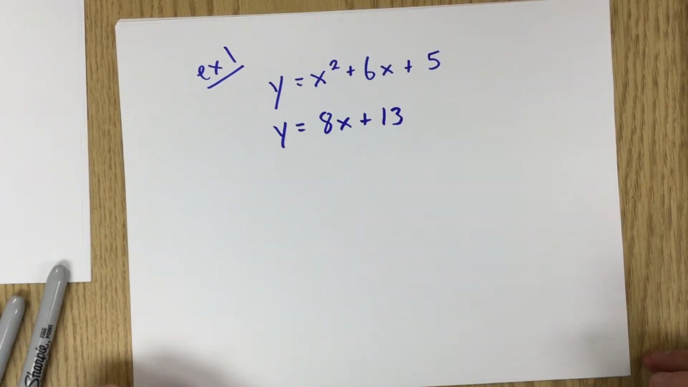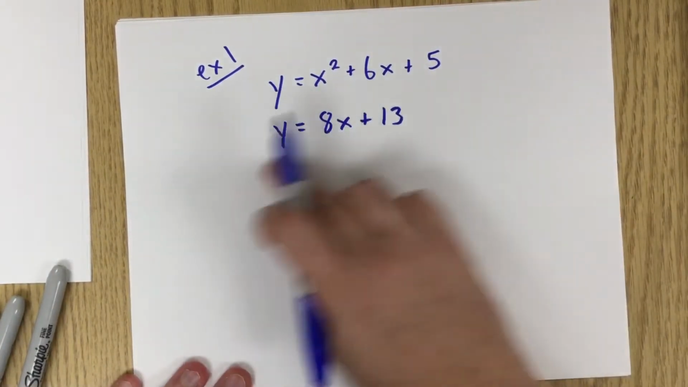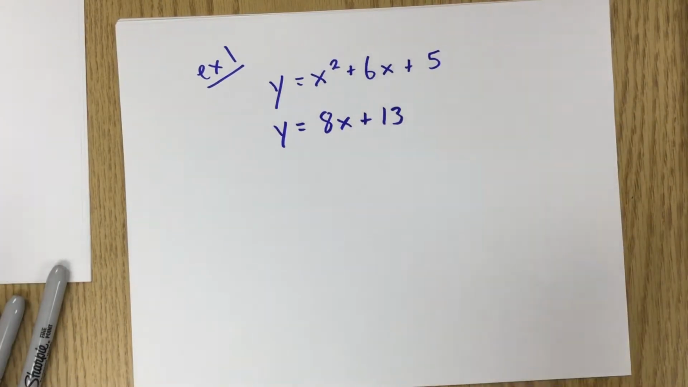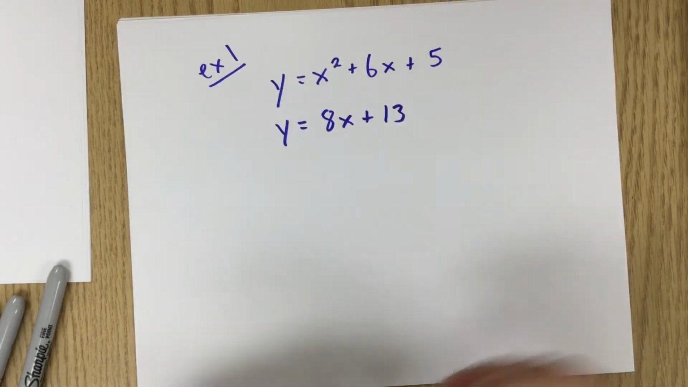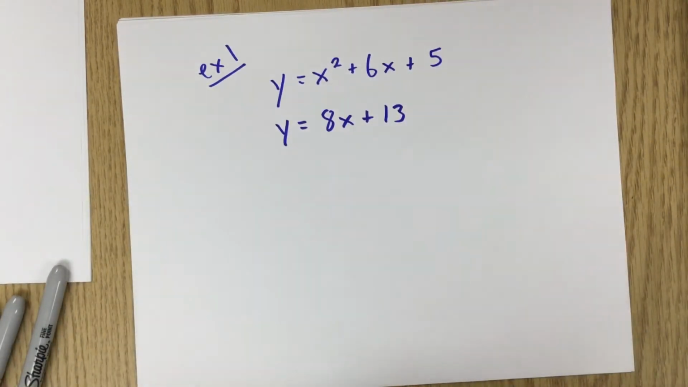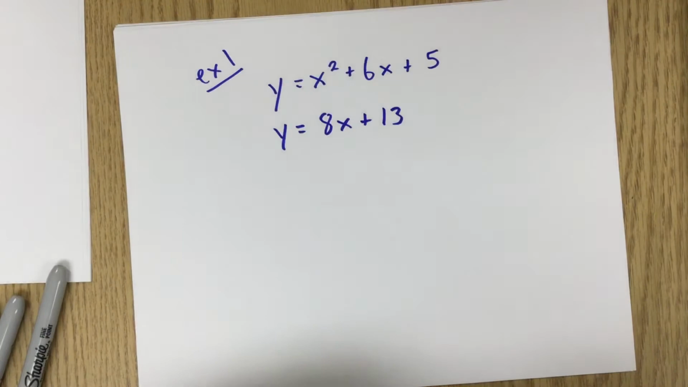So now we're going to solve it roughly in the same way, except now we're going to have a line. Y equals 8x plus 13 is in the form y equals mx plus b, so that's a line. And this is a quadratic in standard form. And we want to solve this linear quadratic system. We're going to do the exact same thing.